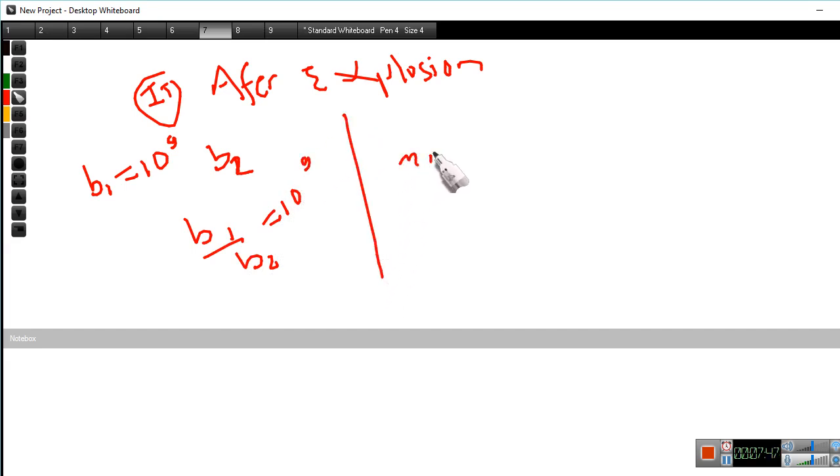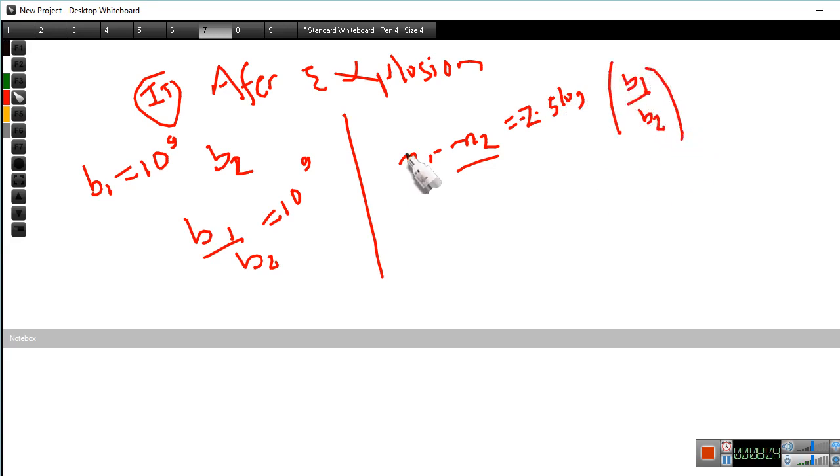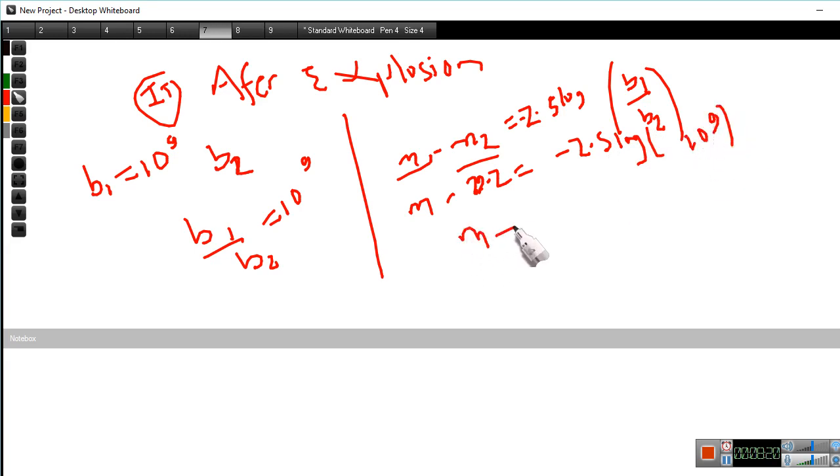Now using the same formula, that is m1 minus m2, we will substitute here. It is minus 2.5 log of b1 by b2. Now m2 is what I have got, 29.2. That is minus 2.5 log b1 by b2, where I can write 10 to the power 9. If I calculate everything, I will get the value 6.7.